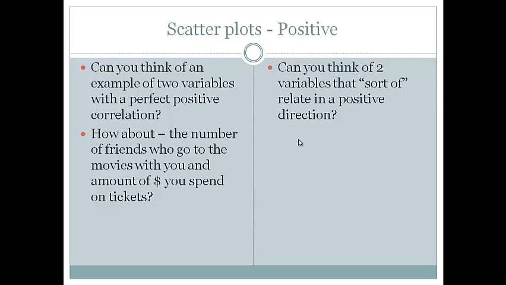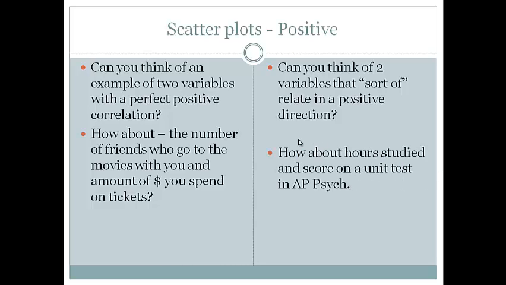Can you think of two variables that relate together in a positive direction, maybe a moderate correlation of 0.5 or 0.6? Take a moment to think of one of those and come back. How about the number of hours you studied and the score on your unit test in AP Psychology?